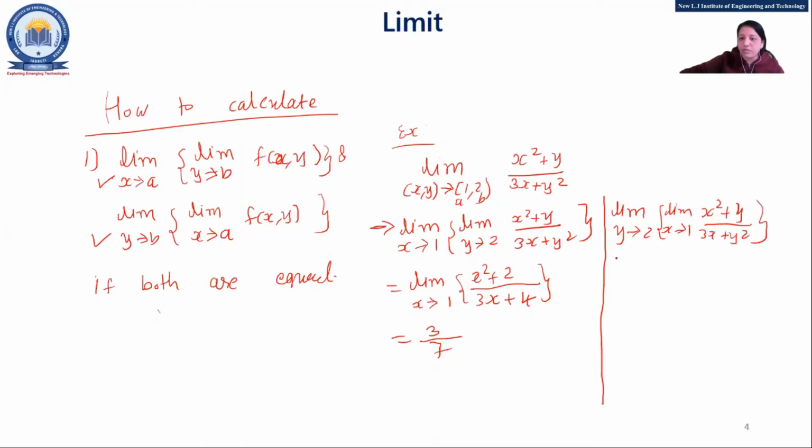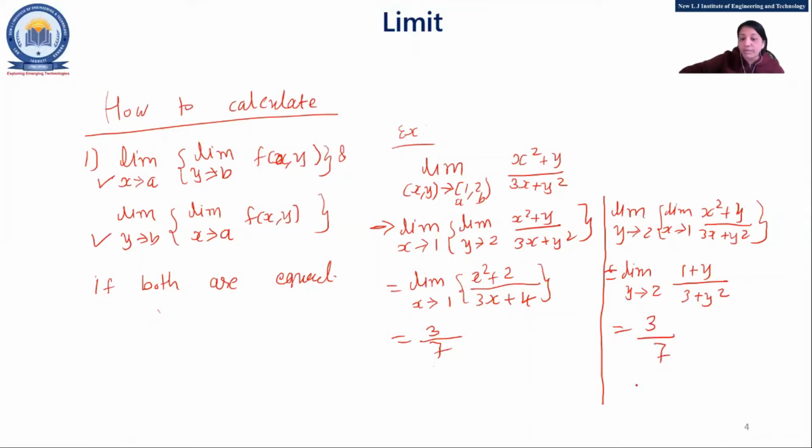Now what is the value for this? Calculate it quickly. This is a simple one. Just put x equal to 1. Fine. So what will I have here? Put x equal to 1. So 1 plus y upon 3 plus y square. Now put the value of y equal to 2. So obviously you will get 3 upon 7.